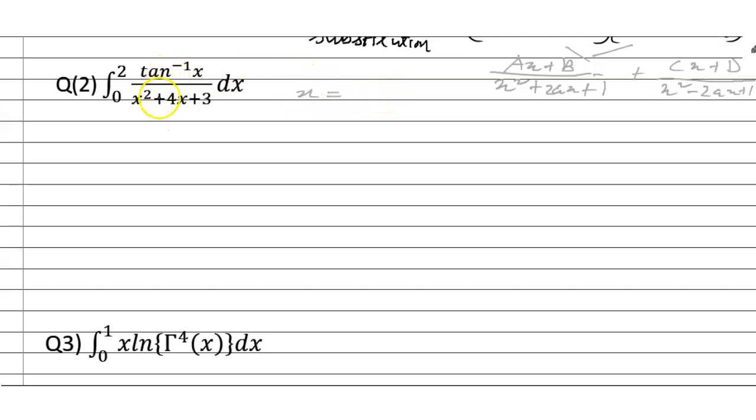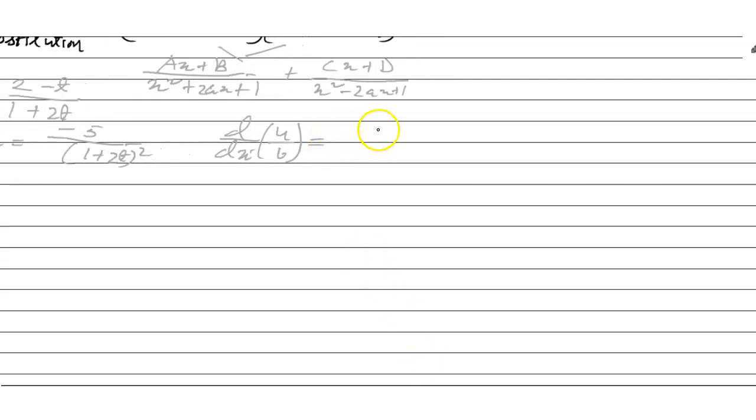The integral of tan inverse x over x square plus 4x plus 3. Let x equal to 2 minus t divided by 1 plus 2t, and dx equals to minus 5 divided by 1 plus 2t whole square. Which formula do we use? d/dx of u by v, which is v into du by dx minus u into dv by dx, over v square.